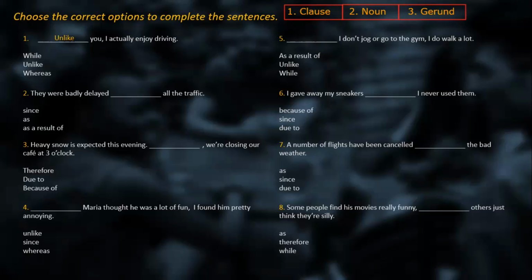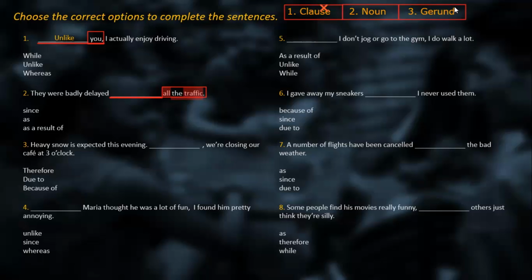What about the next one? They were badly delayed, blank space, all the traffic. Do you need to contrast or maybe explain reason? Teacher, I think reason, like as a result of: they were badly delayed as a result of all the traffic, because this is formal, and this is a clause. All the traffic is a clause? Yeah, I think so. I am not sure. Okay, or maybe not. We have a determiner, we have a definite article, and then traffic. Do we have a verb? No. No, exactly. So a clause? It's not a clause.